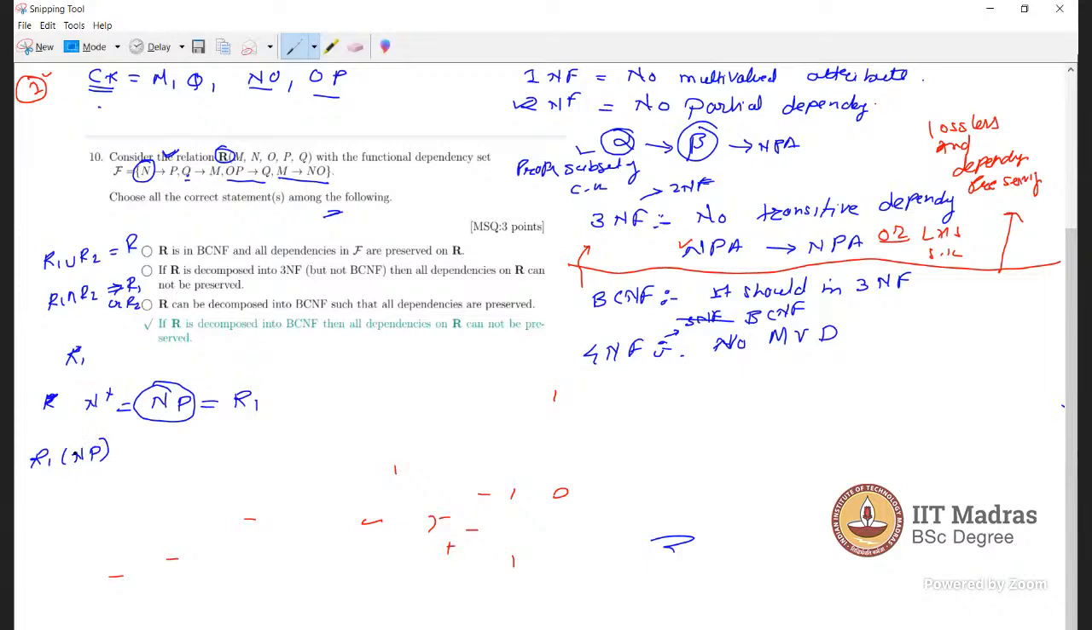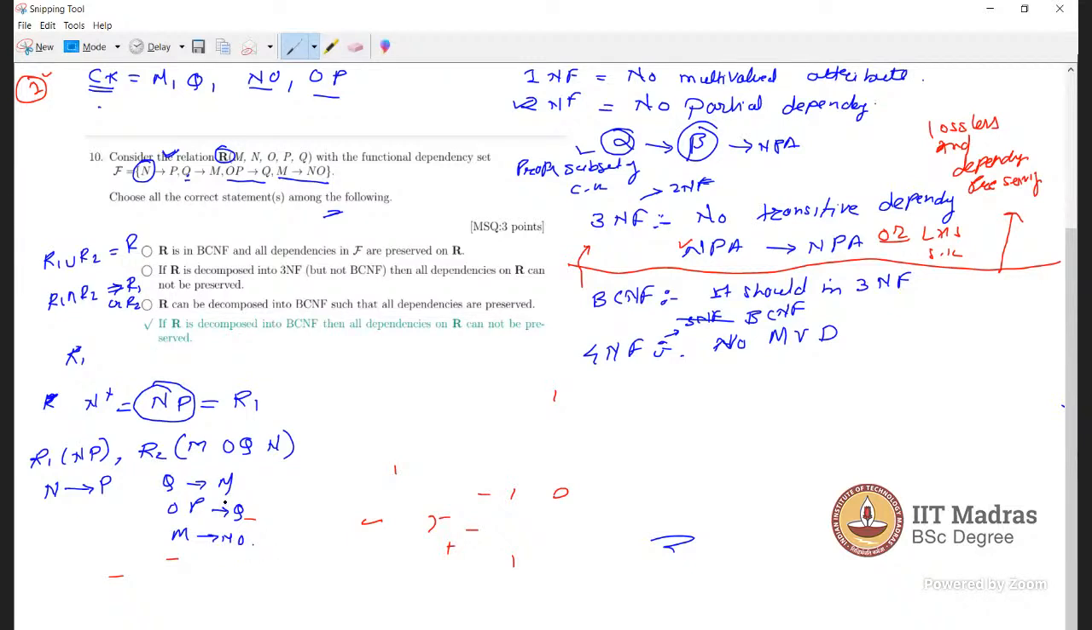But we always aim for lossless decomposition, right? Yes. So then I have to check the conditions: whether R1 union R2 holds R or not, and the second and third conditions, right? Yes. Okay, thank you, sir. So R2 has M, O, Q, and N. Okay. Now, what are the functional dependencies applicable to this R2? That is N determines P, and here Q determines M, OP determines Q, and M determines NO.